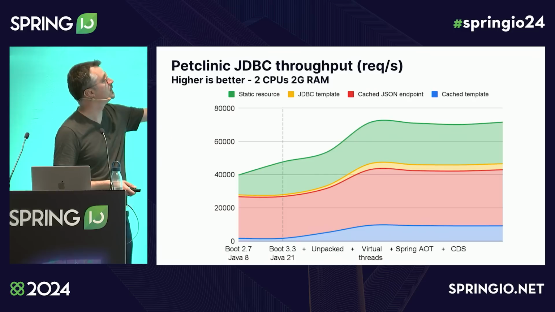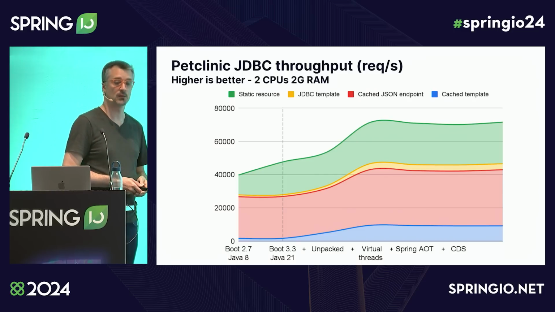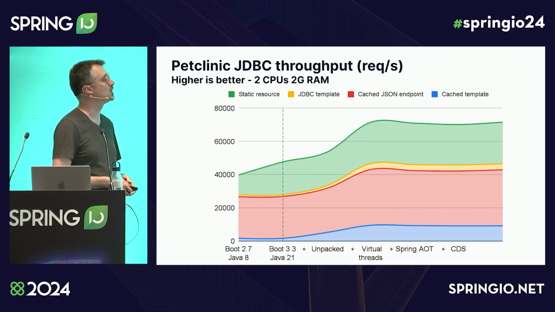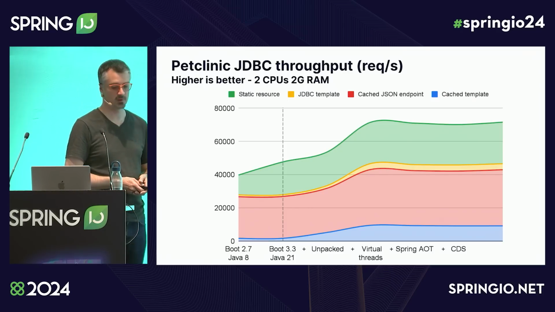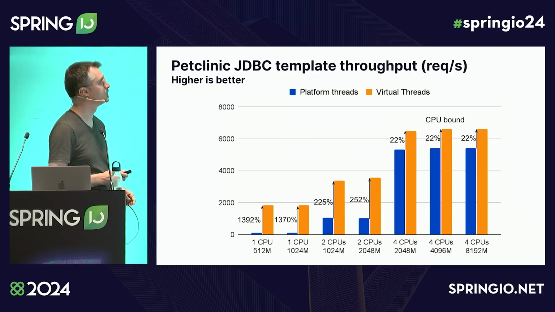Here we are on 2 CPU and 2 GB of RAM. And of course, you need to measure that on your application, but you can see that with just a few flags, the performances are quite improved.